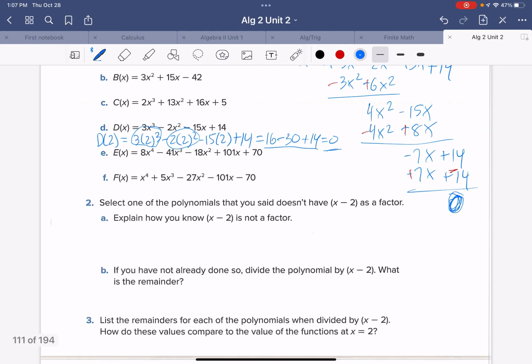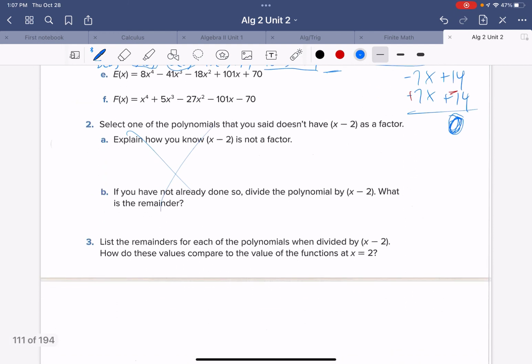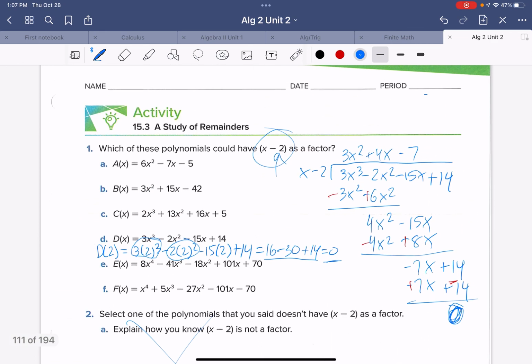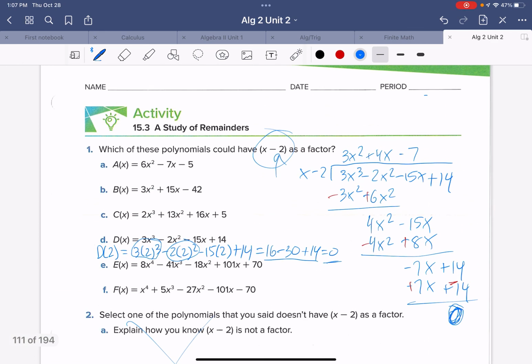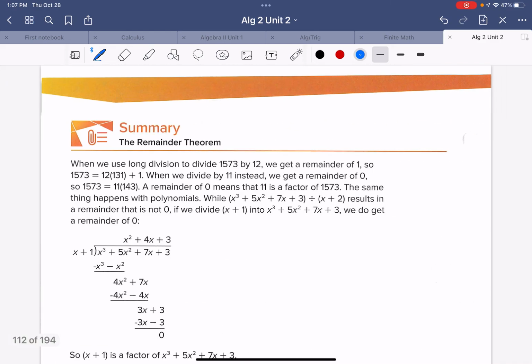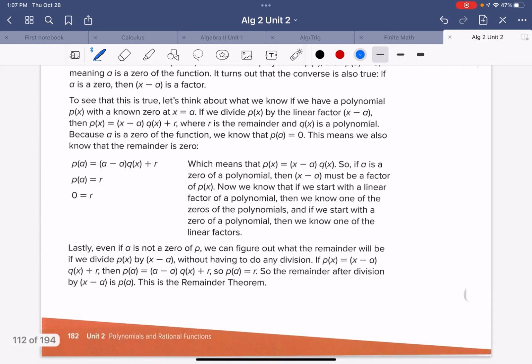Okay, so this part here said select one of them, and then we did that, so we've already done that. And then all the remainders are what you would get when you put the 2 in. So you're going to put 2 into each of those and get an answer. All right, so there's the summary of this. You can read through that.